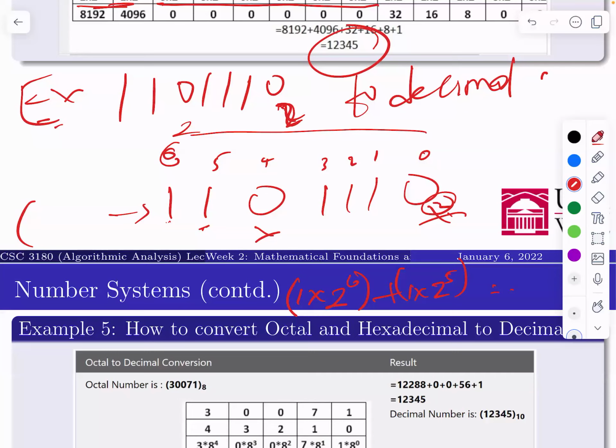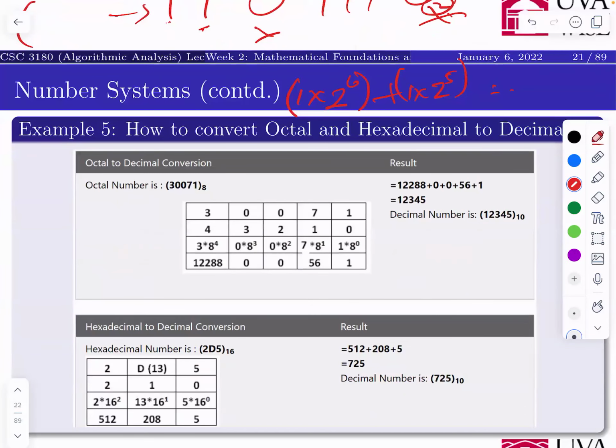That's how you do it. Okay. And if you are converting an octal number to decimal, look at it again. Octal to decimal, you multiply. You see, when you are converting any number to any base, you divide. But if you are going back to decimal, you have to multiply.